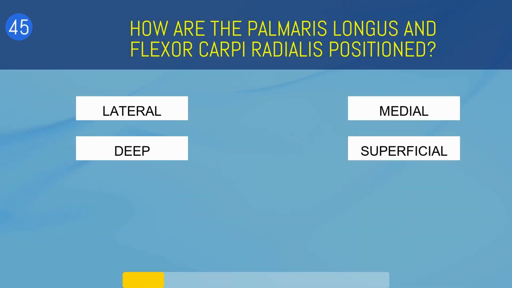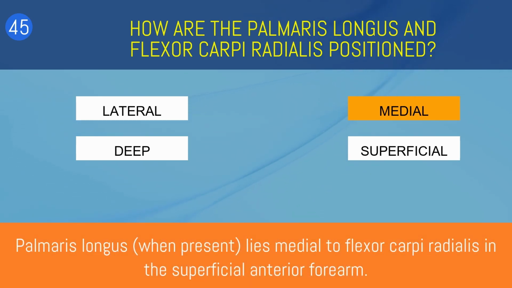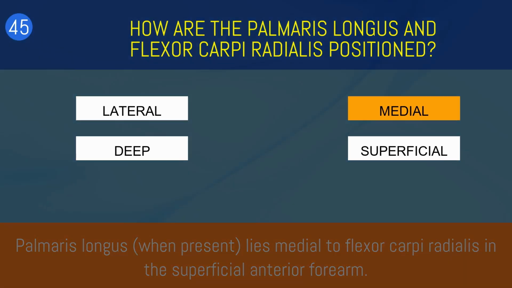How are the palmaris longus and flexor carpi radialis positioned? Lateral, deep, medial, or superficial? Medial. Palmaris longus lies medial to flexor carpi radialis in the superficial anterior forearm.